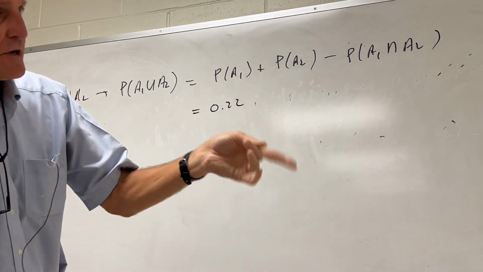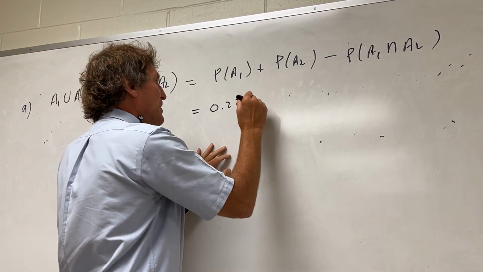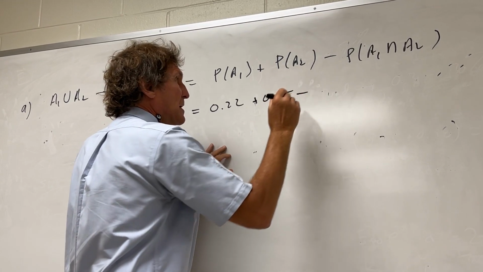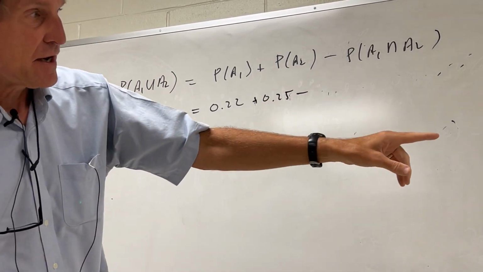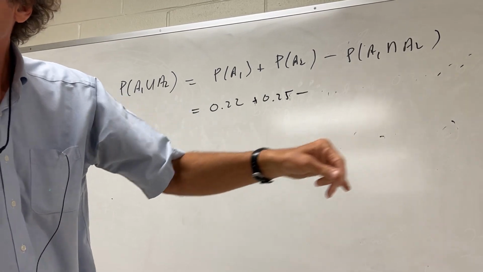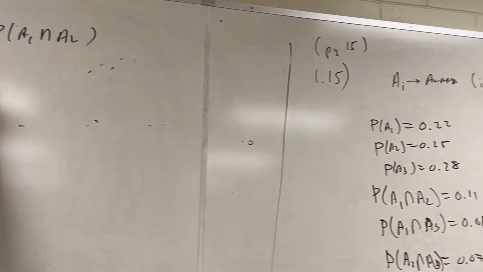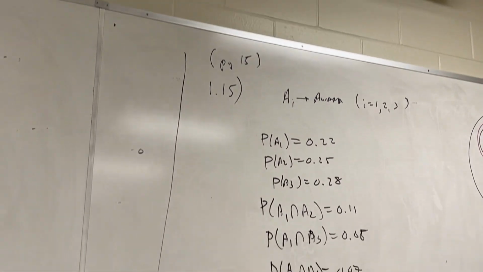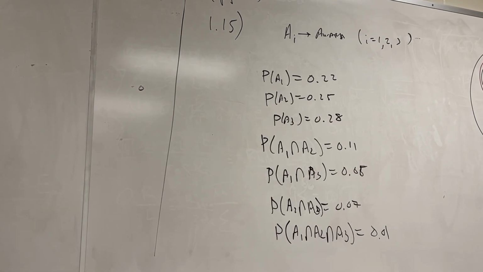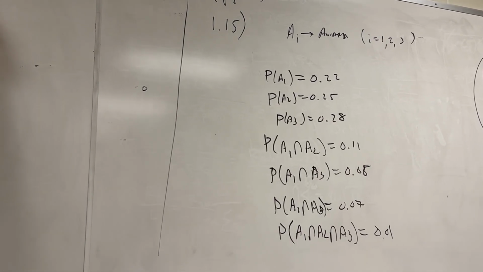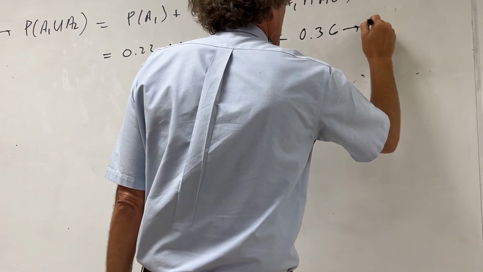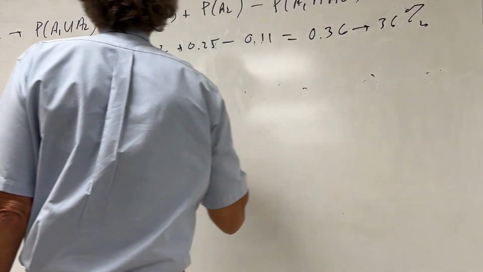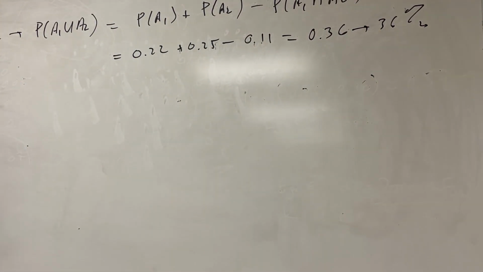0.22, A2 is 0.25. And the intersection of A2 and A1 is 0.11, right? Yes. So 0.11, what is that gonna be? Zero, is that right? Yes, sir. All right. Or 36% like that, if you wanna do it this way. That's A.